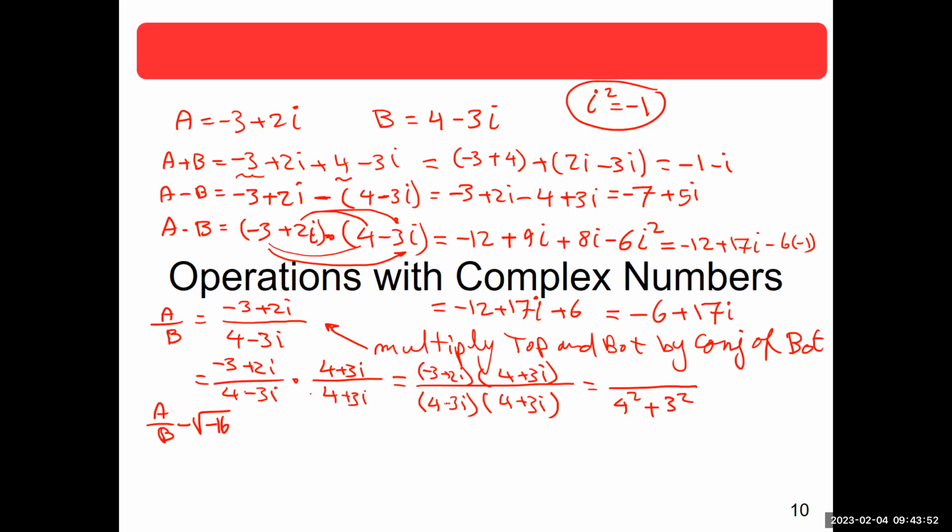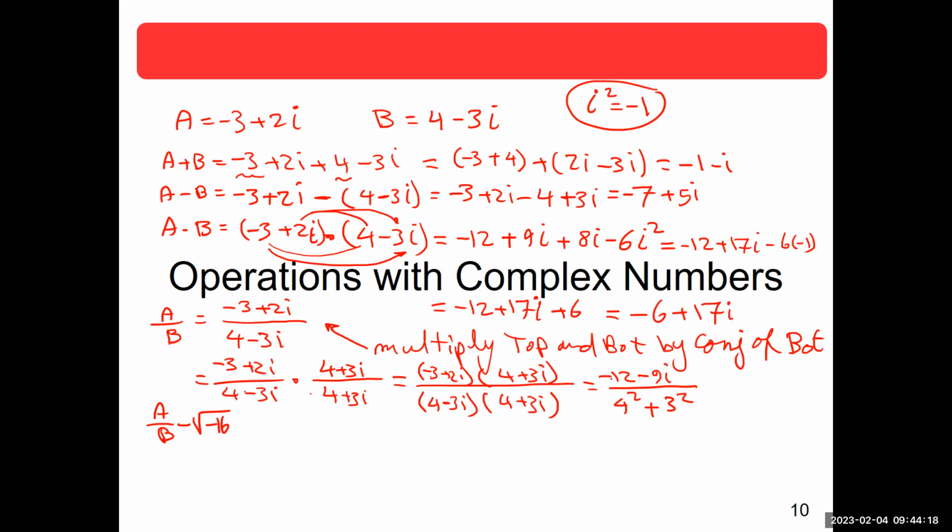What happened to this negative? It cancels out if we do regular distribution. But if you remember the formula, you don't worry about it. The bottom is always going to be 4 squared plus 3 squared. On top, negative 3 times 4 is negative 12. Negative 3 times 3, you get negative 9i.